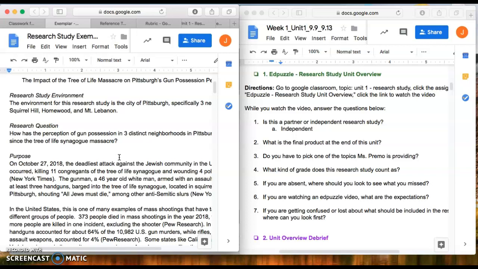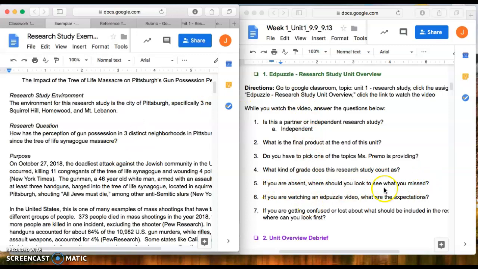So I say that because I want to make sure that you are choosing something that you're passionate about. And don't feel like you have to pick something right now. We're going to be picking those at the end of the week. All right, what kind of grade does this research study count as? This counts as a major assessment grade. So make sure you're staying on top of it.